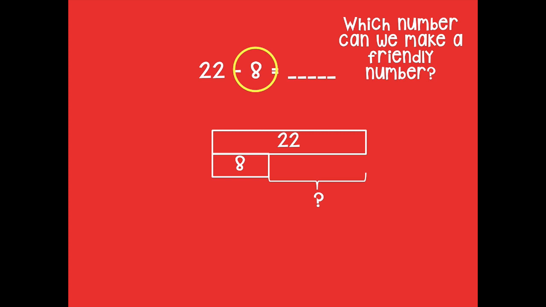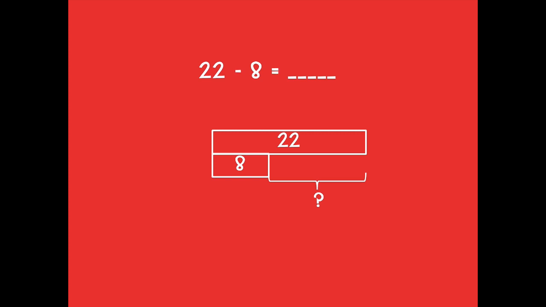Yeah, I would use 8, right? Because it's really close to 10. If I have 8, how many do I need to add to get to the next 10, or friendly number? Yeah, 2, right? 8, 9, 10. So 8 plus 2 equals 10. With subtraction, what I do to one number, I have to do to the other number. So now my new problem is going to be 22 plus 2, which is 24, and 8 plus 2, which is 10. So 24 minus 10 equals.